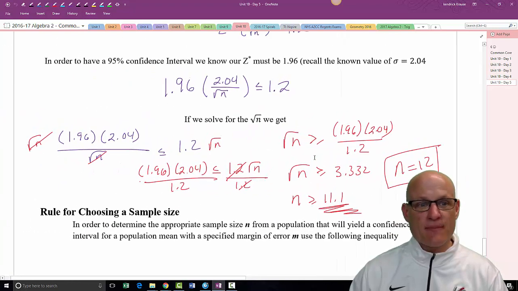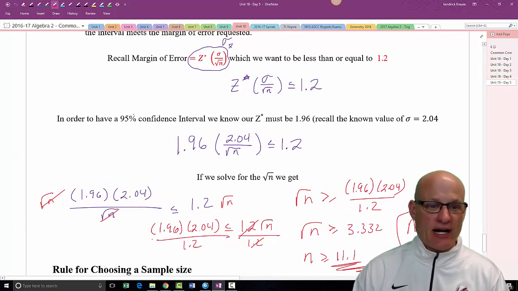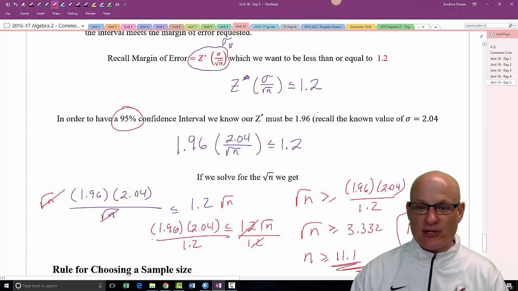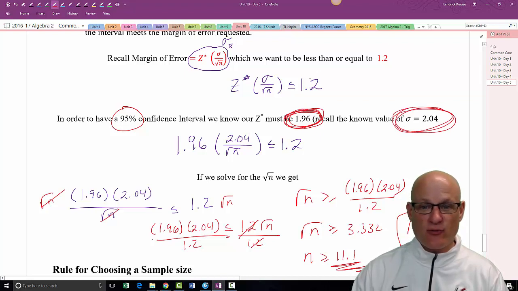So how did I get all that? Well, I wanted a 95% confidence interval. The 95% confidence interval gave me my z-star score of 1.96. And then I just used my sample standard deviation, and I plugged it into this formula.